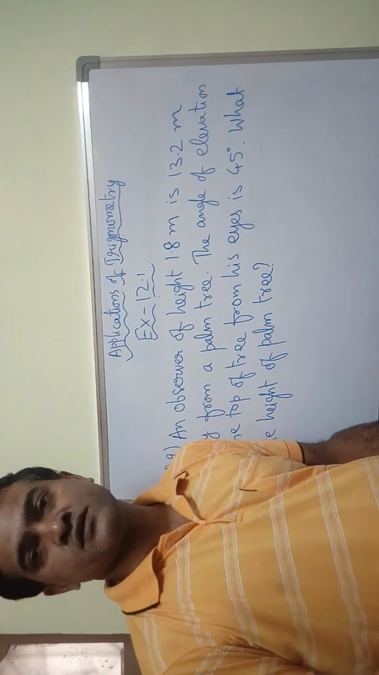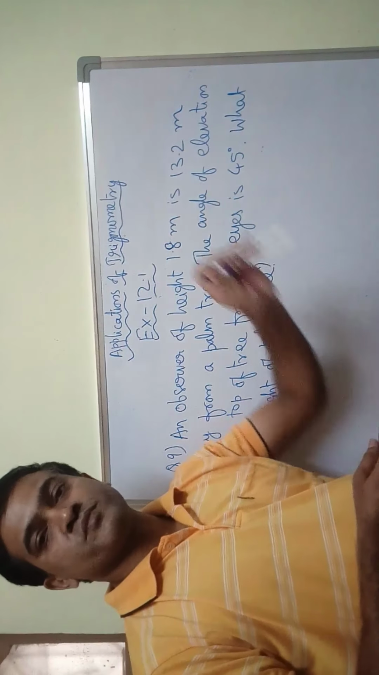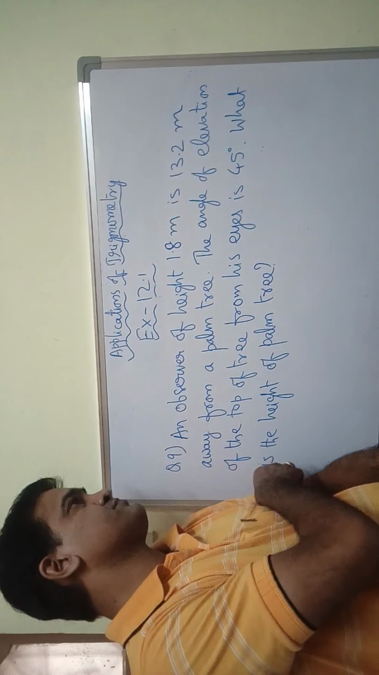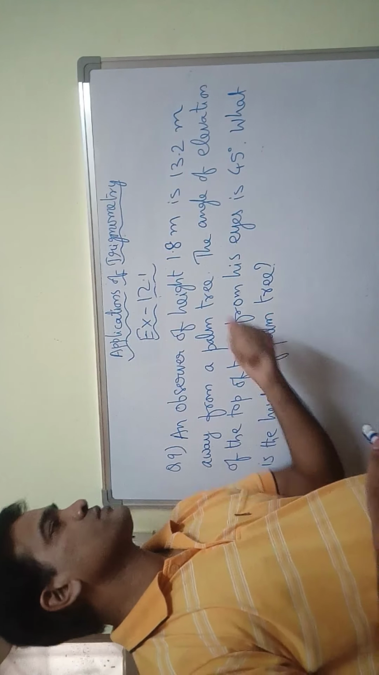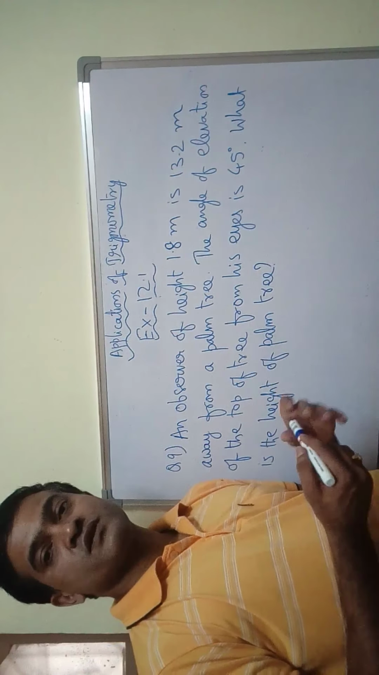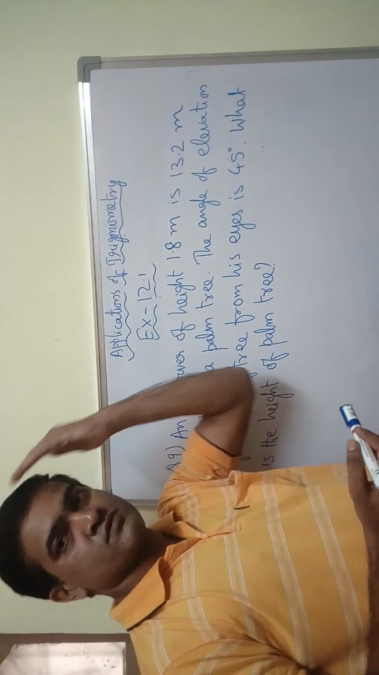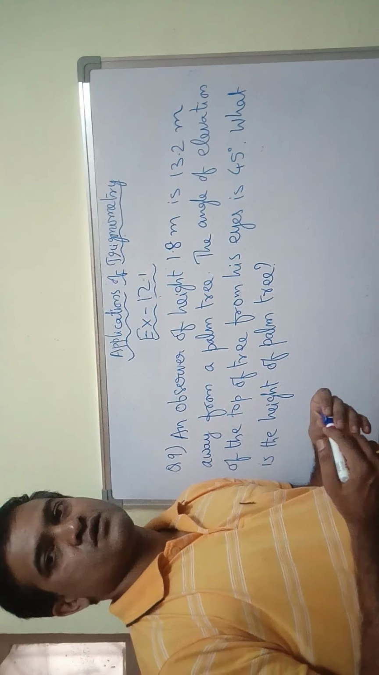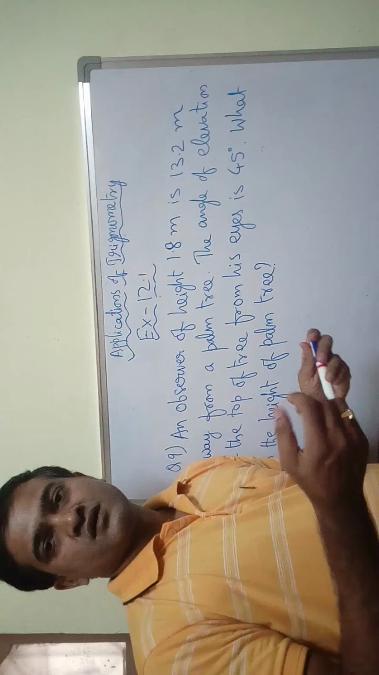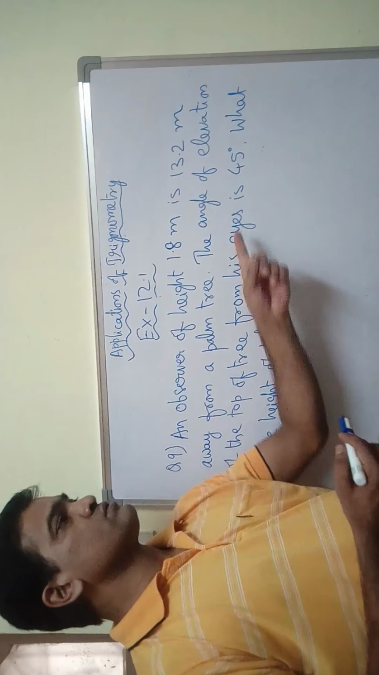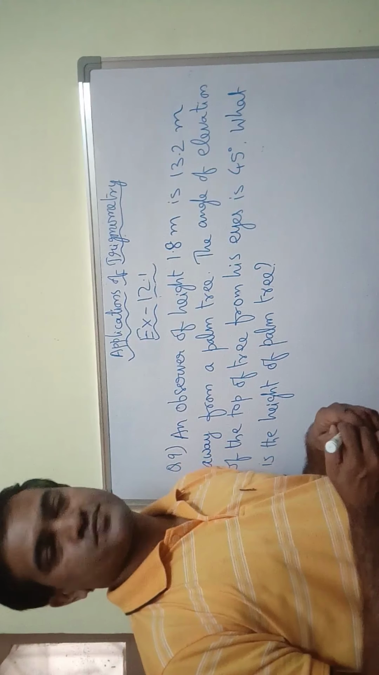The palm tree is located at a distance of 13.2 meters from the observer. The angle of elevation of the top of the tree from his eyes. Of course, the eyes and head are very close, so both can be taken as approximately the same. The angle is given as 45 degrees. What is the height of the palm tree? This is the question.